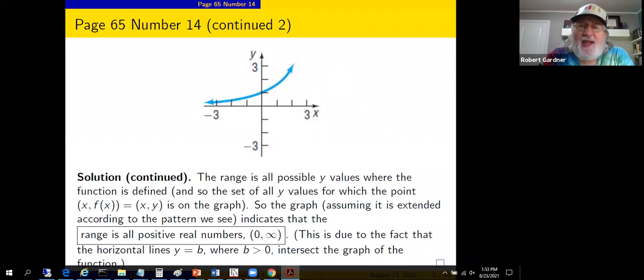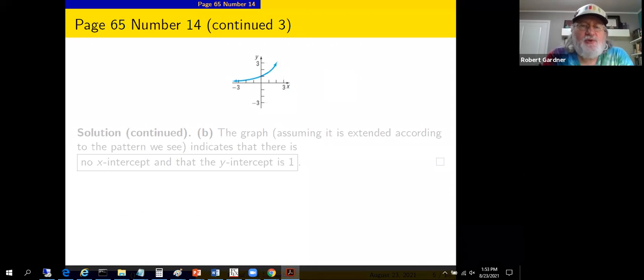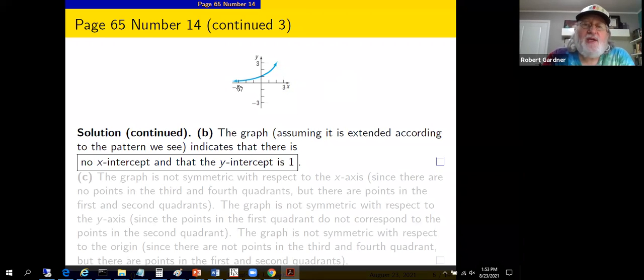So that takes care of domain, range. What was next? Symmetries. Oh, intercepts. What about intercepts? I shrunk the image a little bit to get more information on the slide here. Never intersects the x-axis. We don't have y equals 0 as an output. We decided previously 0 is not in the range.